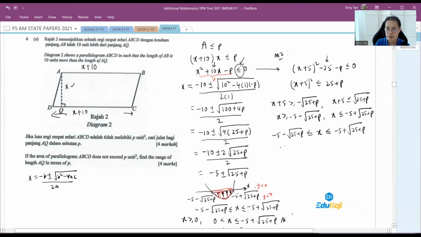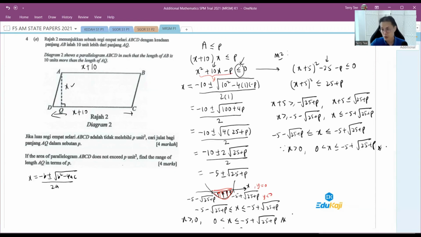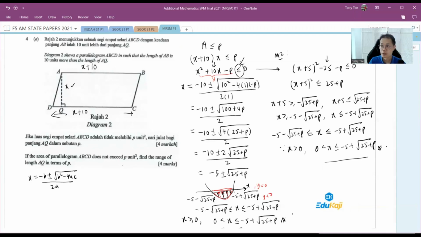Now again, because x is greater than or equal to 0, should I say greater than 0? So your final answer: x is between 0 and -5 plus square root 25 plus b. Yeah, I know the number is a bit annoying because you have to leave the answer in terms of unknown, and then you have to draw a graph or use this method here, solving using inequality. That's why this question is a bit more challenging for most students, right?